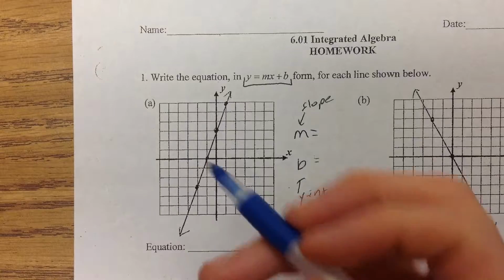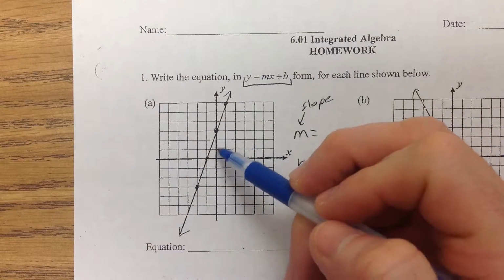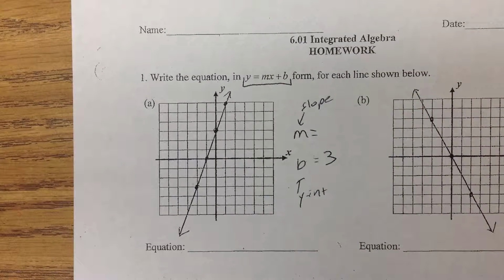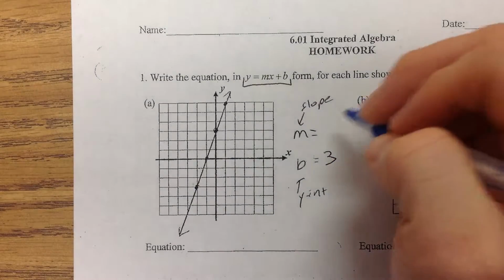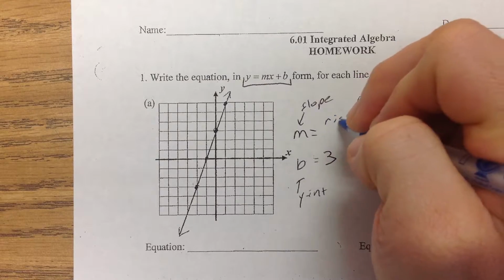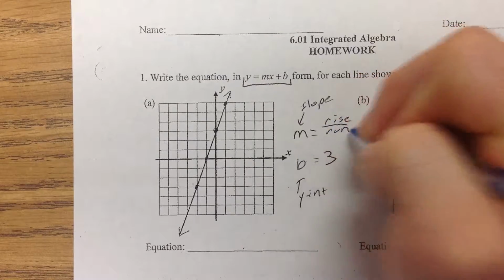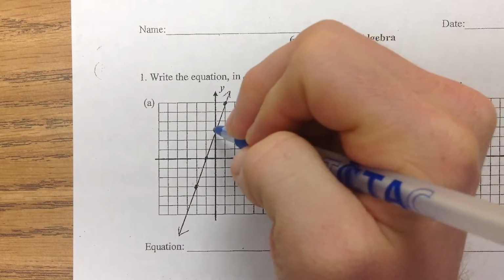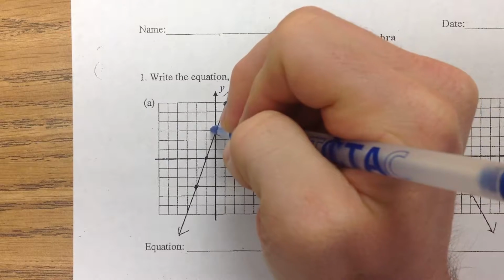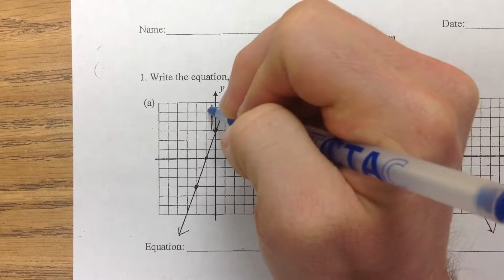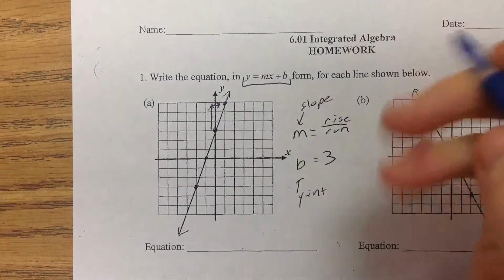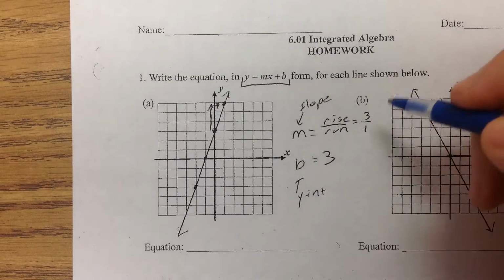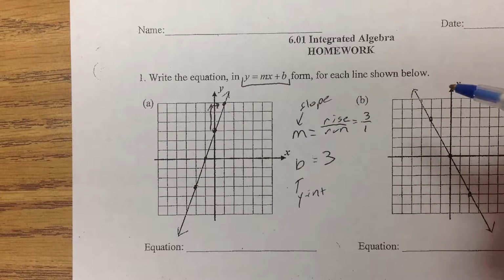So if I look at this first line here, it crosses the y-axis at 3. So that is my y-intercept. And then for slope, the important thing to remember is that slope is rise over run. When I look at my line, I'm going to go left to right, just as if I were reading a book. And when I go left to right, I'm going up 3 and over 1. So my rise over my run would be 3 over 1, which I could also just write as 3.